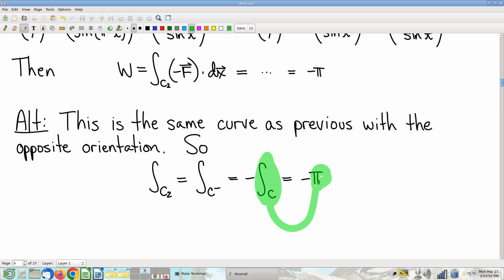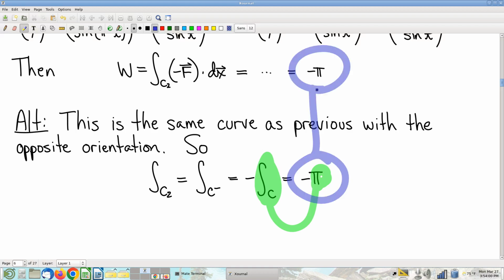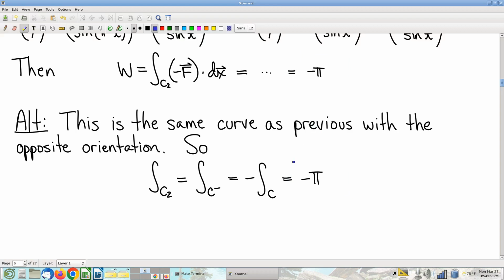Again, on the previous page, I computed the value of that integral was pi, and boom, there's my same answer, minus pi. Same answer that we got from above. Everybody see how that works? Okay. All right. So three different options for how to do that.